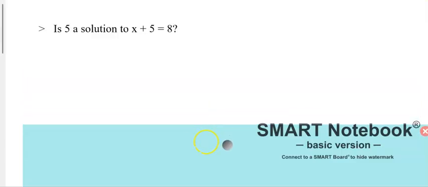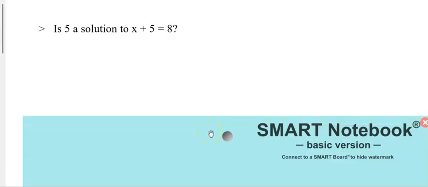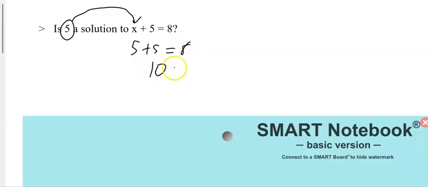Is 5 a solution to x plus 5 equals 8? What we're going to do is take this 5 and plug it in, substitute it in for x. So we simply write out 5, and everything else stays the same. 5 plus 5 equals 8. 10 equals 8. No, it does not. Remember, we also want to answer the question, so we say no, not a solution.